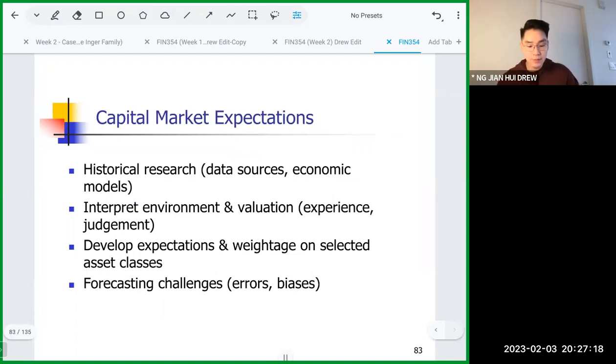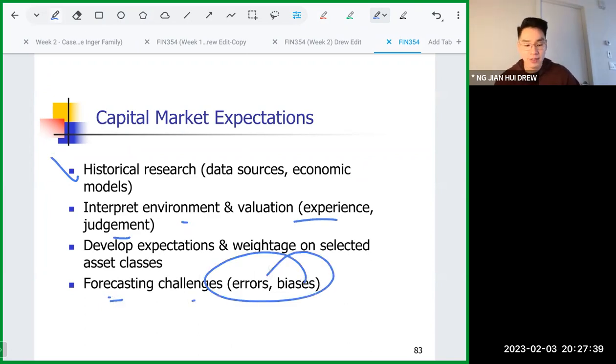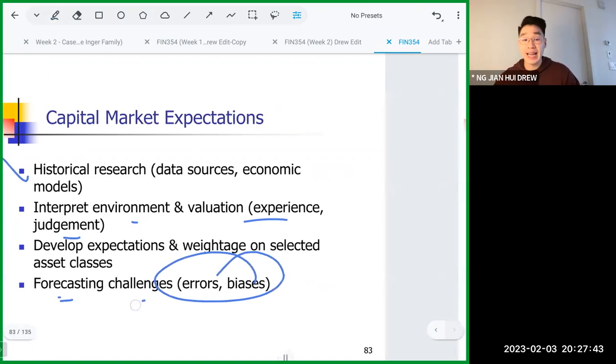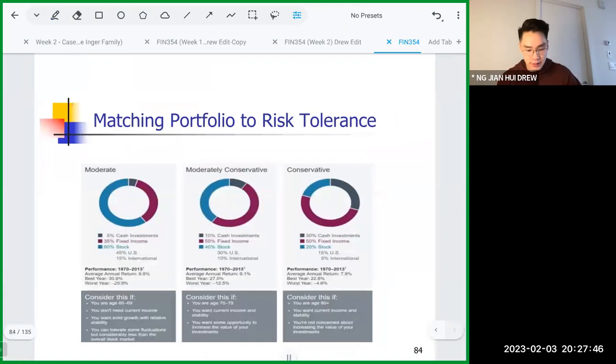Okay, market expectations. We'll go into detail on market expectations next week, but this is just a brief overview. How do we formulate market expectations? It can be based on historical data, some valuation, experience, judgment. And one of the forecasting challenges is behavioral bias or errors. I won't go through this because next week we'll deep dive into this component. Okay. This is just for you to read through.